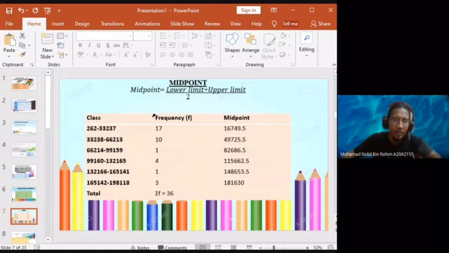The midpoint. The midpoint is lower limit plus upper limit divided by 2. So the midpoint for the first class is 16,749.5. The second class, 49,725.5. The third class, 82,686.5. The fourth class, 115,662.5. The fifth class, 148,653.5. And the last class, 181,630.